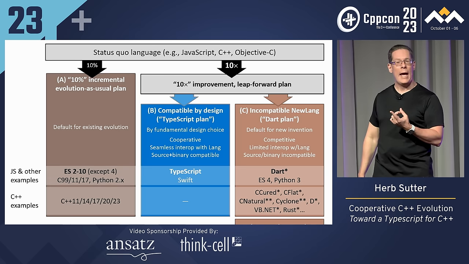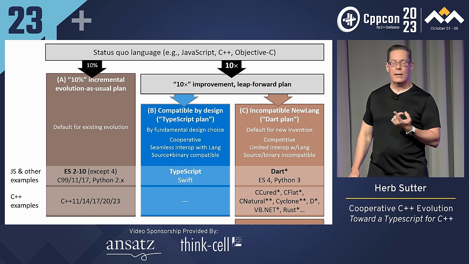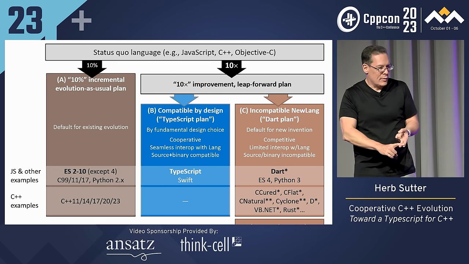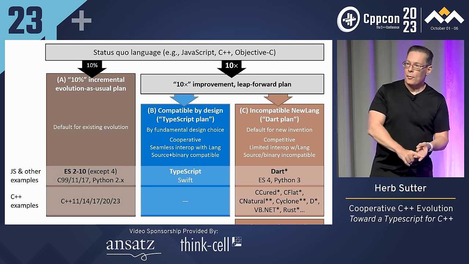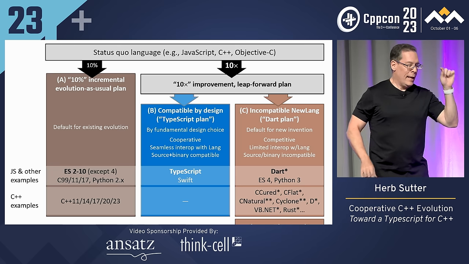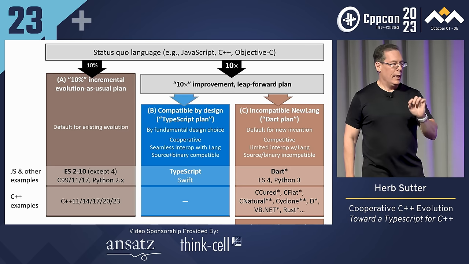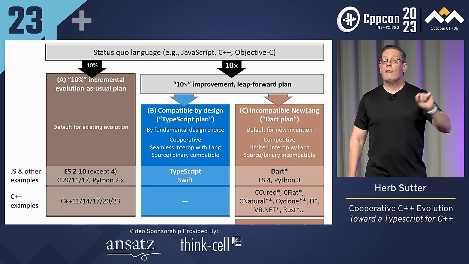You have to commit wholeheartedly to this as an inviolable design stake, or never look back, or leave it behind and never look back. It means being cooperative with the existing thing. It means committing to seamless interop with the existing thing and being source and binary compatible. C++ did that for C. Largely. TypeScript certainly did it for JavaScript. Swift did it for Objective-C.